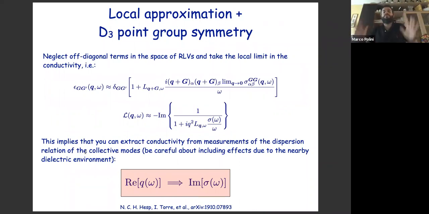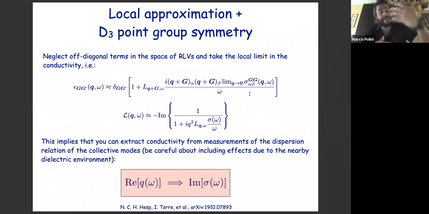So this is the general framework for a crystal. It's quite cumbersome, and calculating non-local conductivity is difficult. And as I said, to understand and grasp a little bit the physics of this complicated experimental data, we took a very simple approach using the so-called local approximation. The local approximation amounts essentially, in the crystal language, to neglecting off-diagonal components of the dielectric function in reciprocal vectors GG prime, and taking the local limit, the long wavelength limit, in the conductivity sigma.